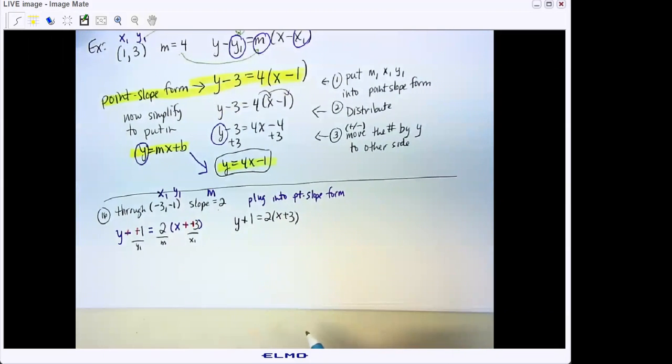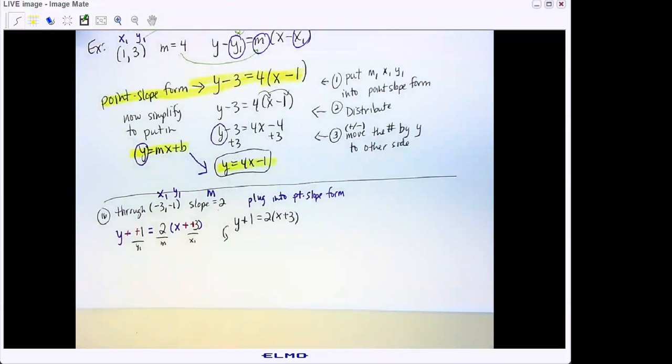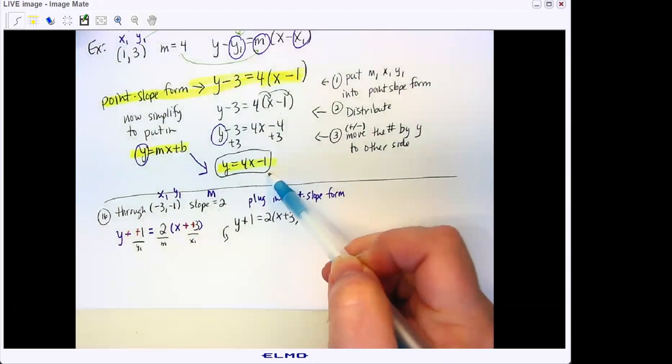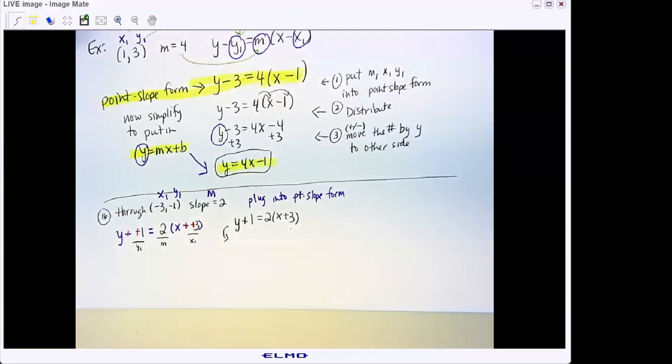So now distribute, and tell me what you get. I'm actually asking you to simplify and put it in y equals mx plus b. Distribute and subtract your 1 and put it in y equals mx plus b. Good. Emma's got it.